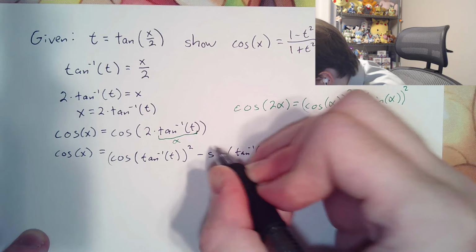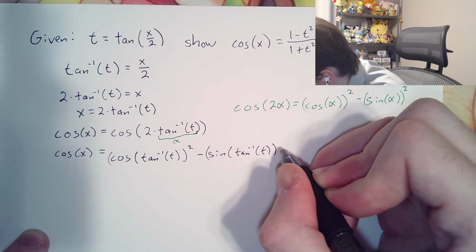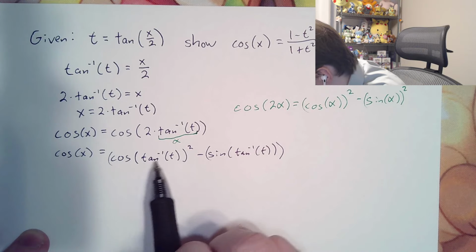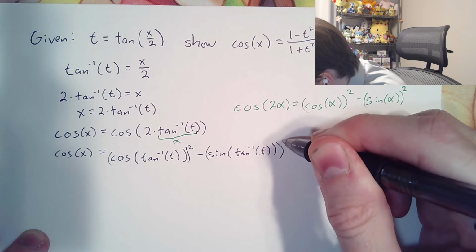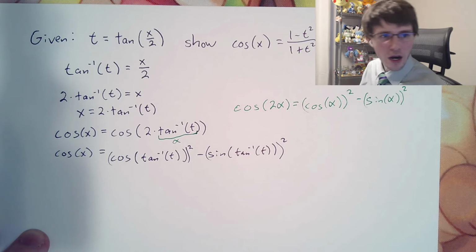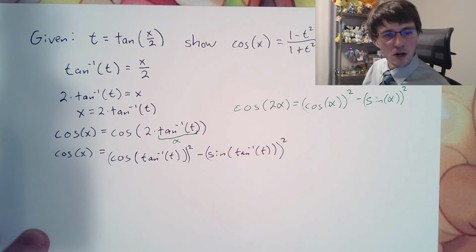And then we're going to have to do all of that squared. Did I have enough parentheses there? 1, 2, 3. No, I missed a parenthesis. This is why I'm not a math professor. All right, so we have all that squared. Now, what's going to happen next?